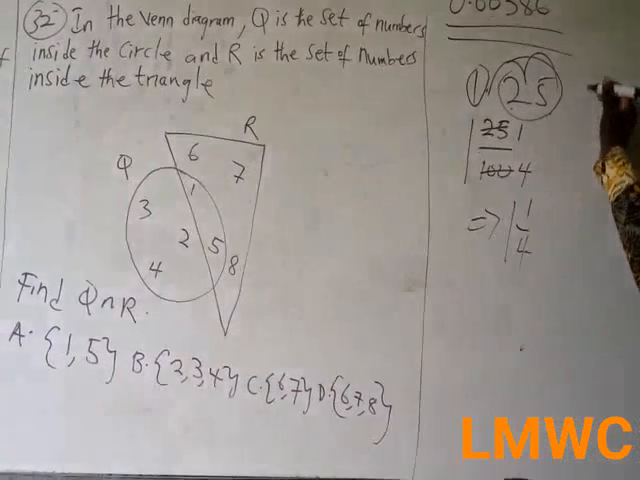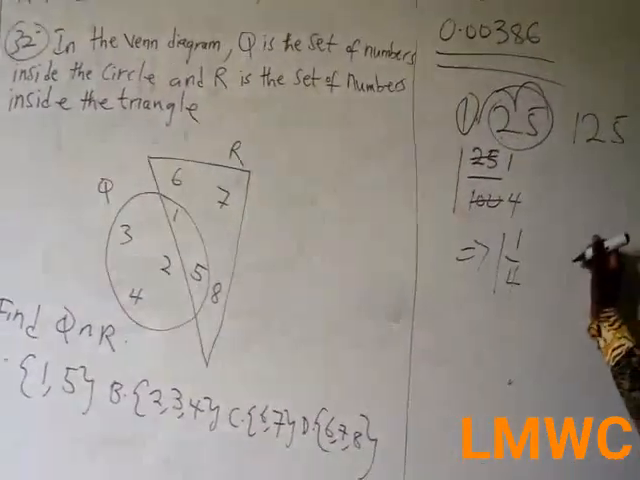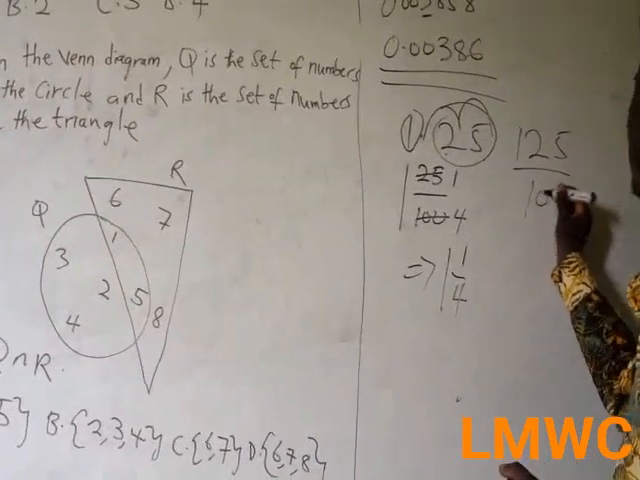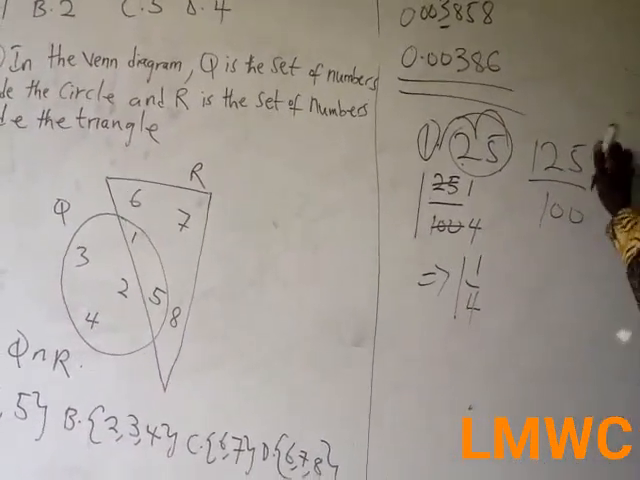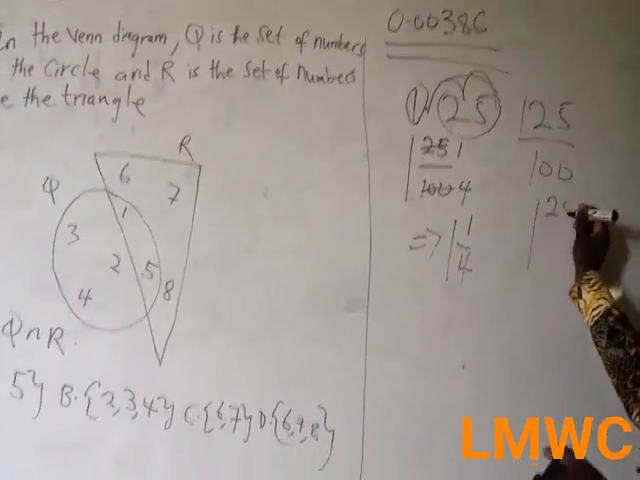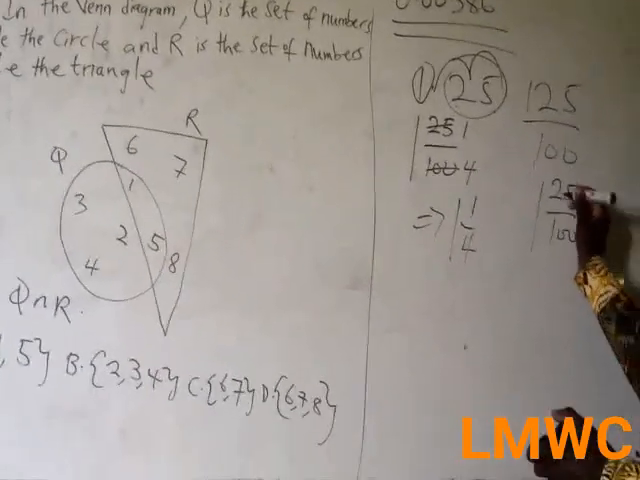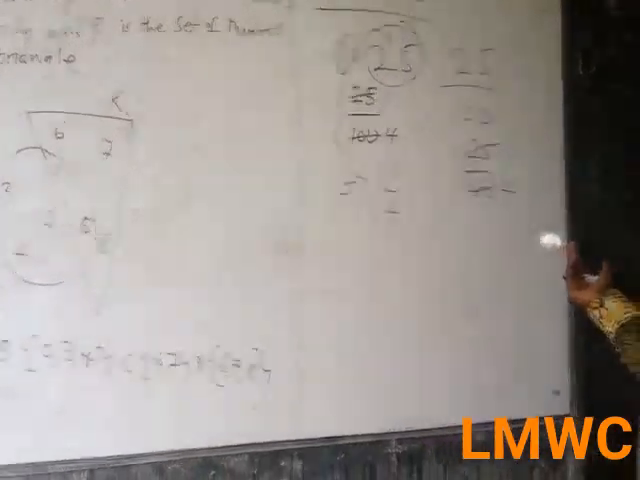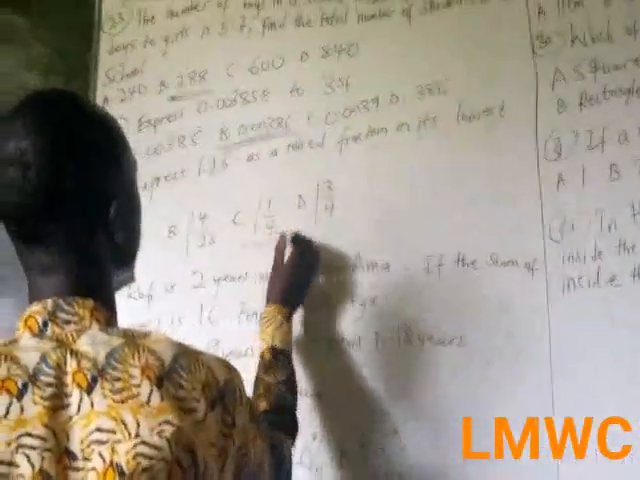You round this to become a whole number, but not a decimal. So it's 125 over 100. And 100 goes here 1, is left with 25 over 100. So this goes here 1, this goes here 4. So there are two main approaches in solving this. So our answer is 1 over 1 over 4.